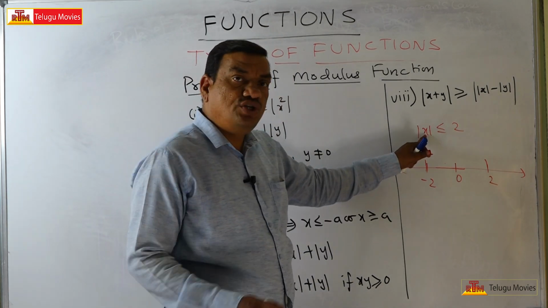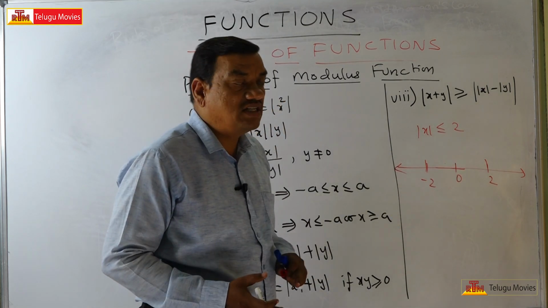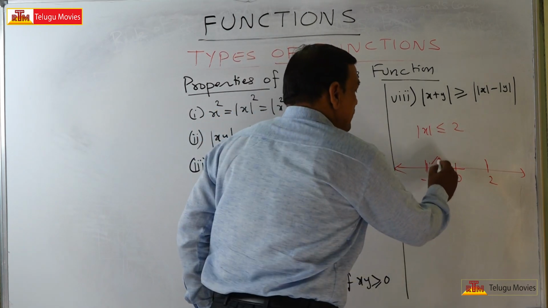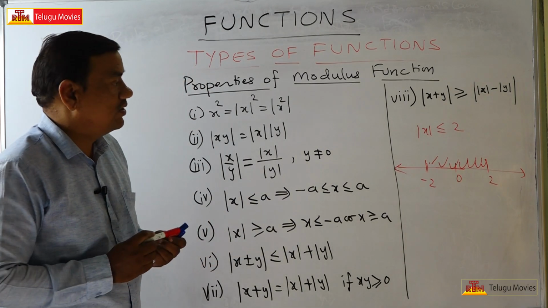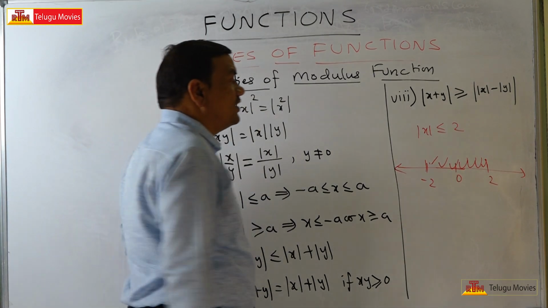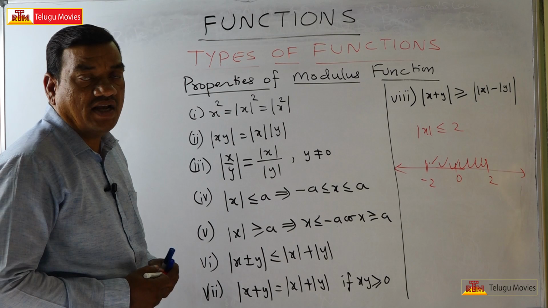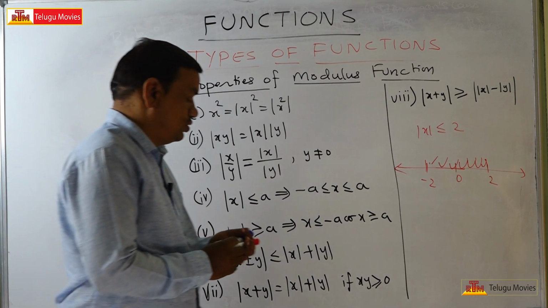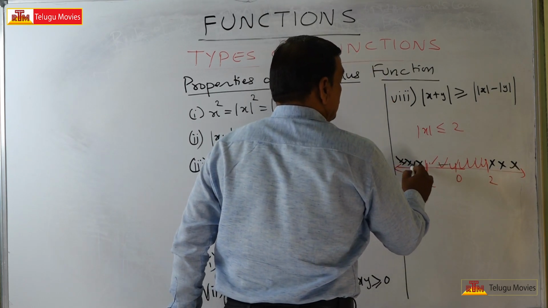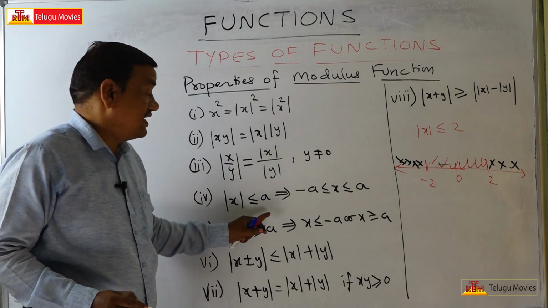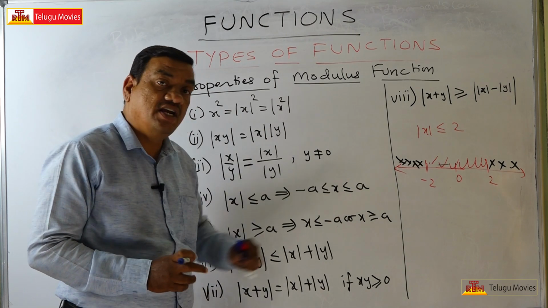For example, if you substitute 0, modulus of 0 is less than or equal to 2, right? If you substitute 1, modulus of 1 is less than or equal to 2, right? So, whatever values lie between minus 2 and 2, that inequation will satisfy. Now, if you take more than 2, if you take 2.5, modulus of 2.5 is 2.5, and 2.5 cannot be less than or equal to 2. So, these side values are not satisfying. That is why, if modulus of x is less than or equal to a, your x value input should lie between minus a and plus a.